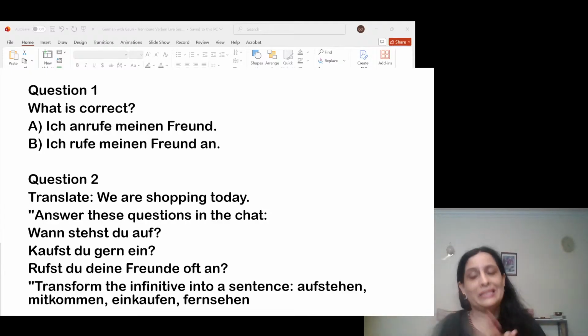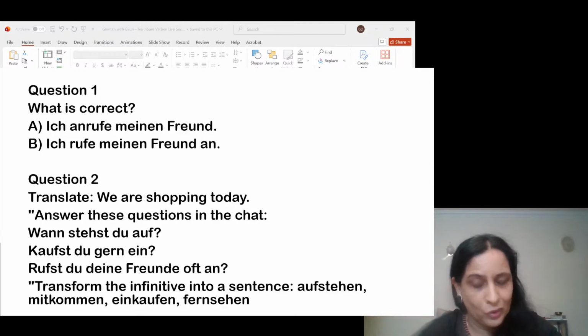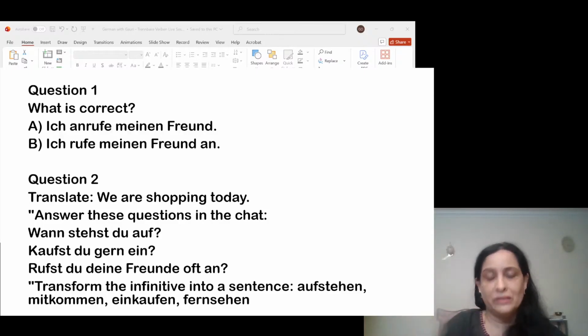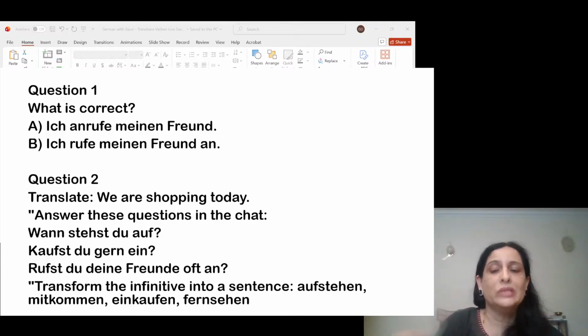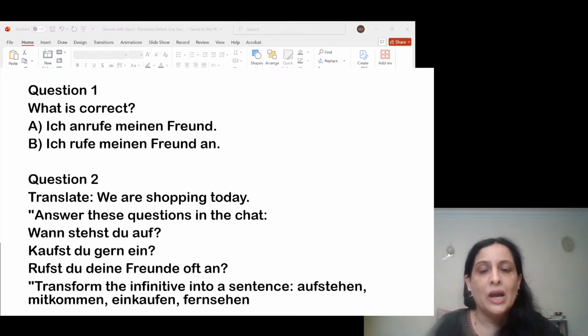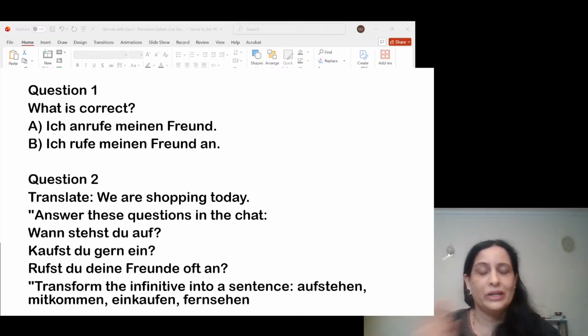Now you have to make a sentence using these separable verbs. Transform the infinitive into a sentence. Aufstehen, mitkommen, einkaufen, and Fernsehen. Okay, so whole sentences should be in German, right? This is clear. So using these separable verbs, you have to make sentences. Answer these questions, translate into German, and use these separable verbs in a sentence and then write a sentence.